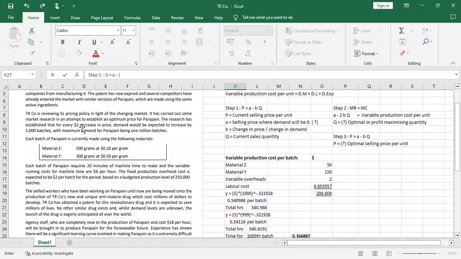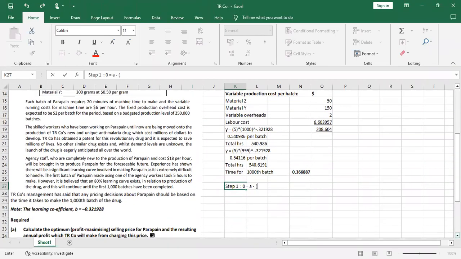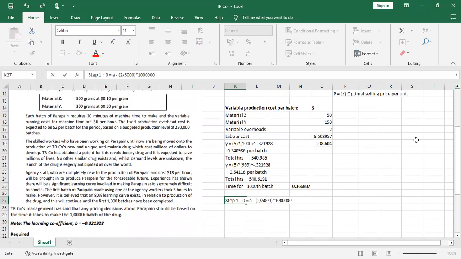We have change in price $2 and change in demand by 5,000 batches. So change in price 2 is divided by change in demand 5,000. Multiplied with what? Multiplied with Q, current quantity. He says that 1 million is the expected demand or current quantity of the new drug which is relevant with the anti-malaria. So we will use 1 million as current quantity.